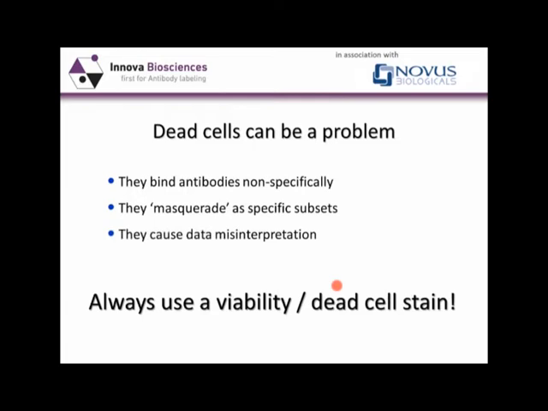Now, there is a tendency to think, well, I need more colours, and so I don't have the capacity to include a viability or dead cell stain. The problem is, if you don't include one, then you don't really have an experiment, in my opinion. There are plenty of viability dead cell stains out there now which can be put onto particular laser filter combinations in your instrument, and so this is a key element of your experiment which you shouldn't forget.